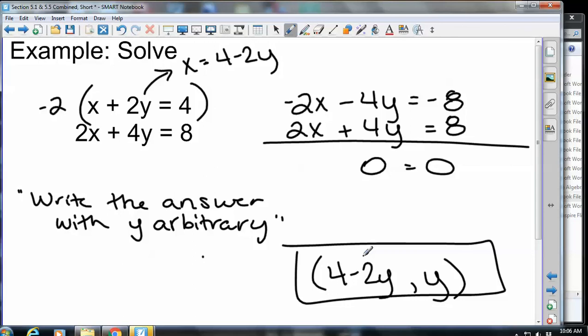Why do we do that for the y and not x? It'll be based on the directions. If I said x arbitrary, you would leave x and then solve for y. Other questions?